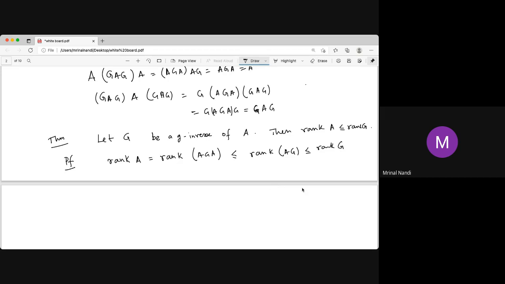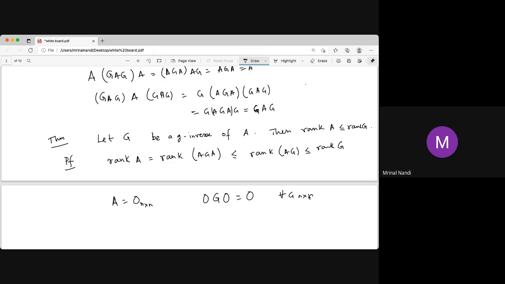So this is trivial: rank of A is less than or equal to rank of G. It may be less, it may be equal. Like if your A is the null matrix, then what is G? Any matrix can be G. Say A is the null matrix of order n cross n. Take G to be any n cross n matrix, because in AGA, A is 0, so it is true for all G of order n cross n. So for a null matrix, any square matrix is a G inverse of the null matrix.